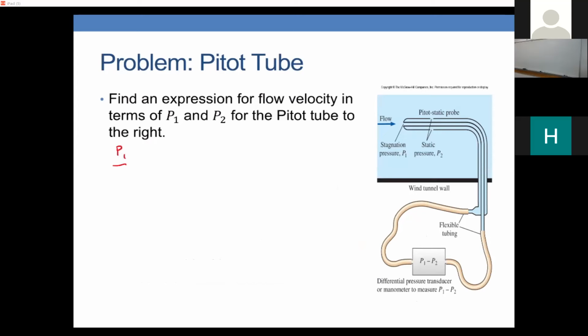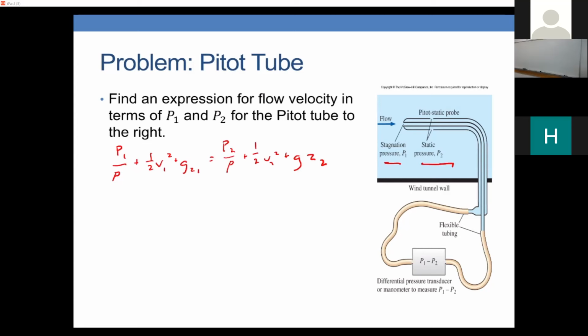P1 over rho, static pressure, plus 1/2 V1 squared plus gZ1 is equal to P2 over rho plus 1/2 V2 squared plus gZ2. All right, so P1 is the stagnation pressure, P2 is the static pressure. And you're measuring the difference between them.